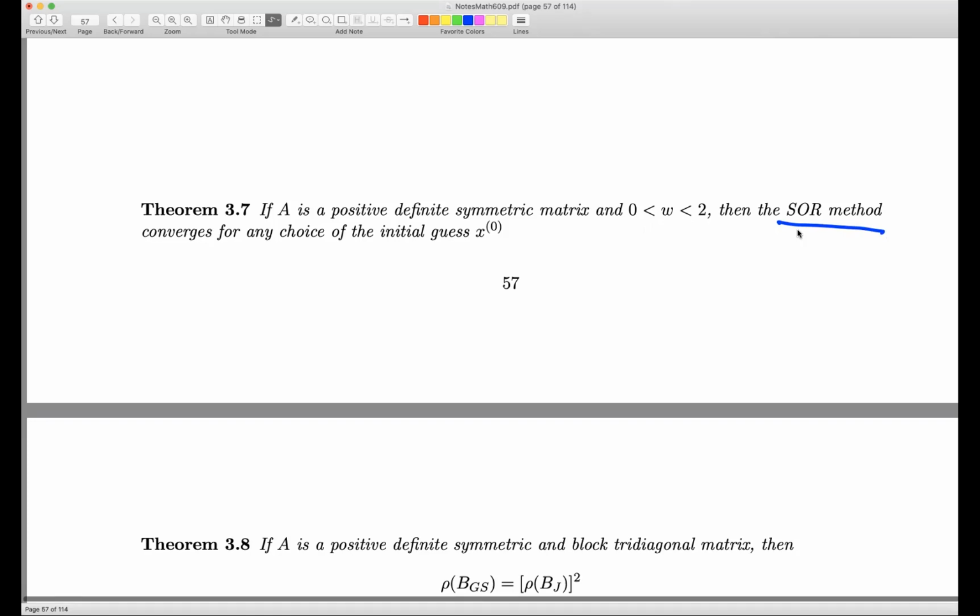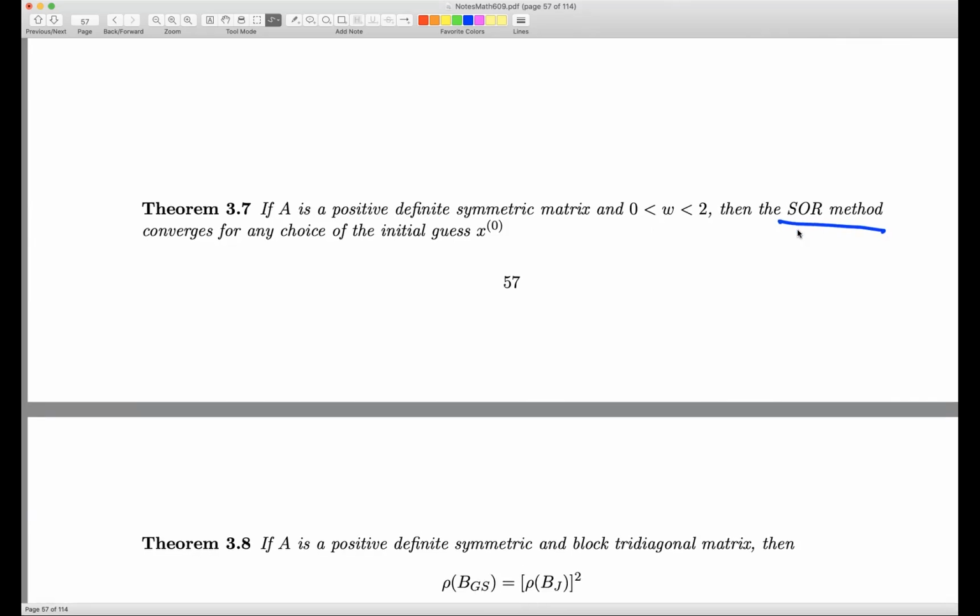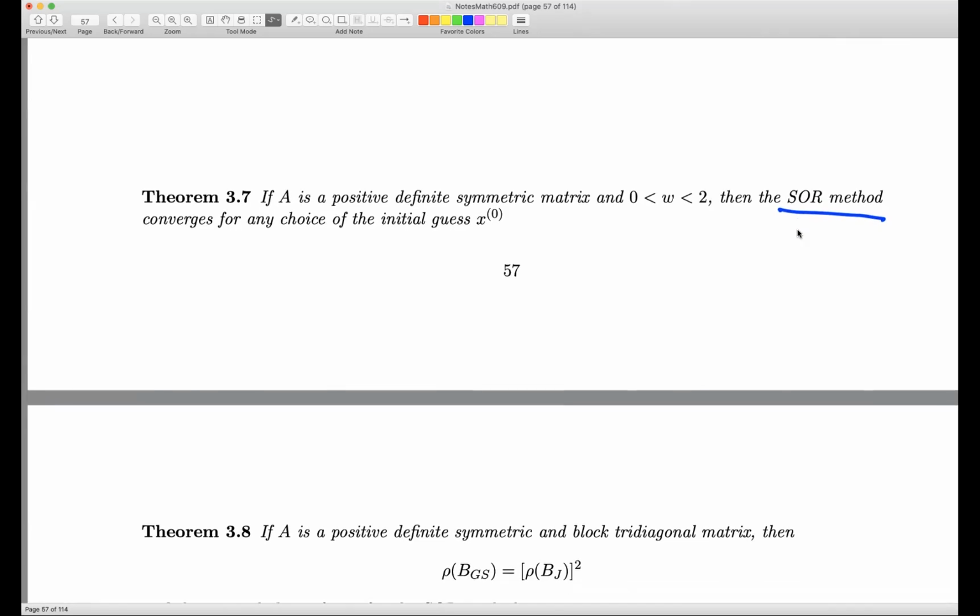If our real life problem ended up with solving a system with a positive definite symmetric matrix, then we can choose the SOR method with any parameter between 0 and 1, and we will have a convergence.